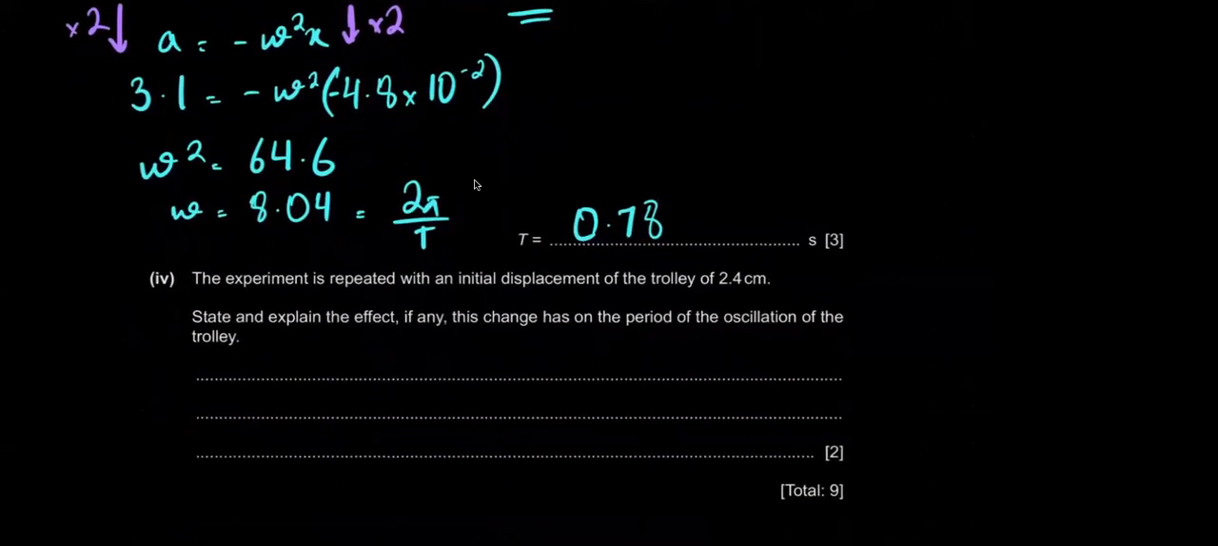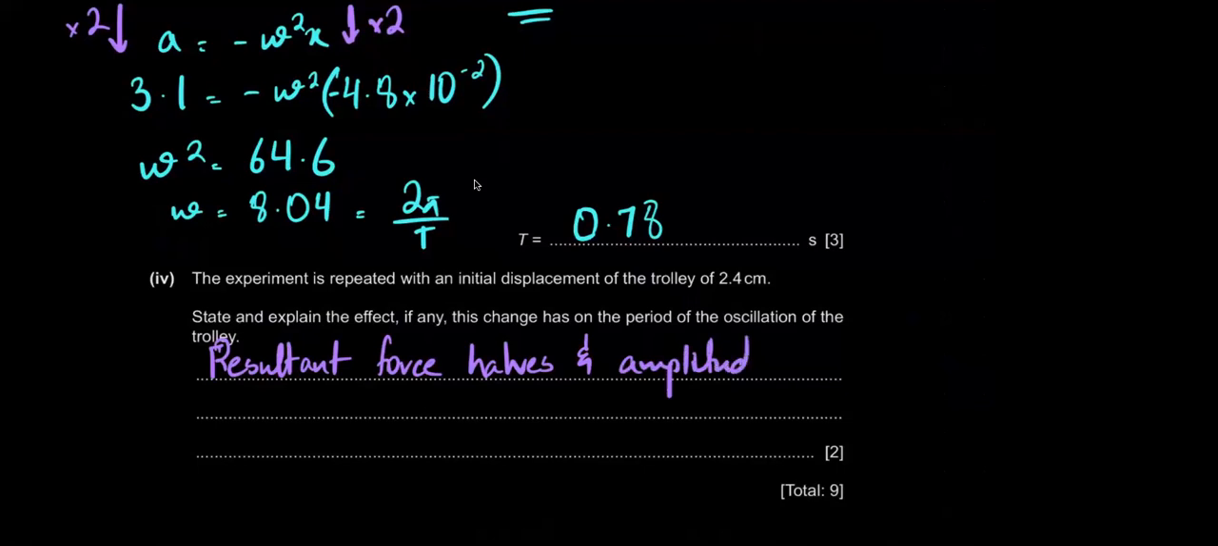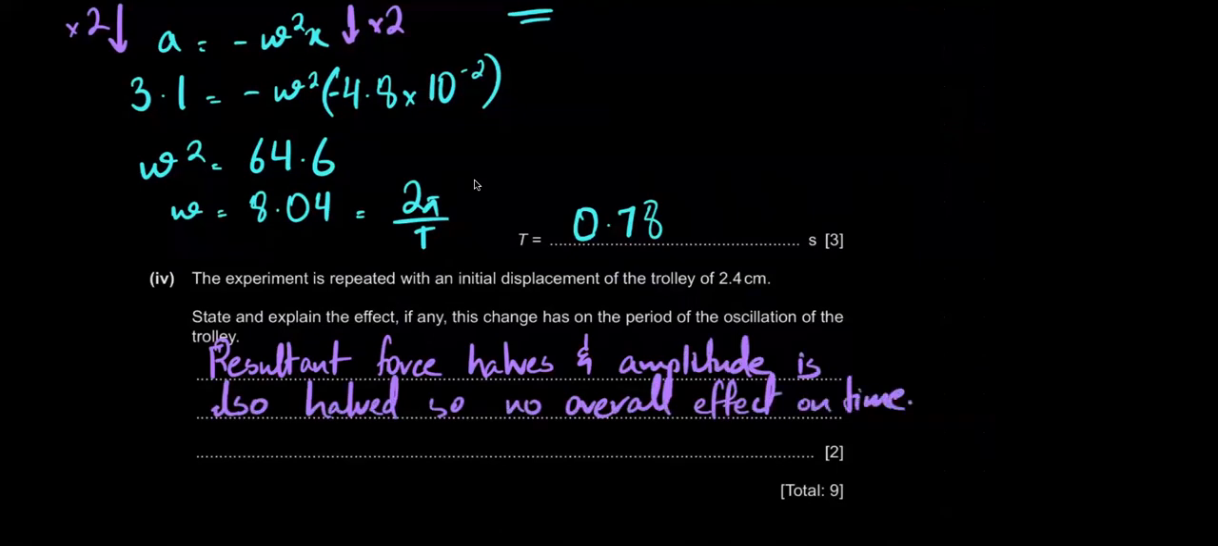Right? So if the initial displacement is reduced, the resultant force halves, and the amplitude is also halved. So no overall effect on time. Right, so this was question number 4.